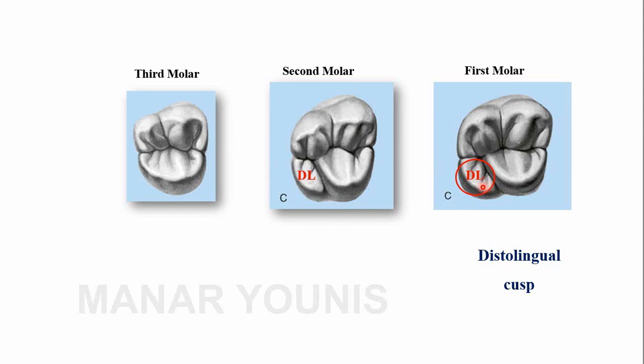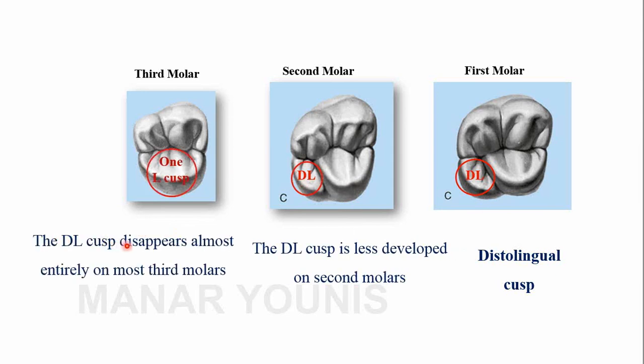Another feature is that the distolingual cusp, which becomes progressively smaller as we move distally, is less developed and smaller on the second molar. The distolingual cusp continues to become smaller in the third molar, and sometimes it disappears entirely, especially in the 3-cusp type. So it will be presented only with 1 large lingual cusp and 2 buccal cusps.